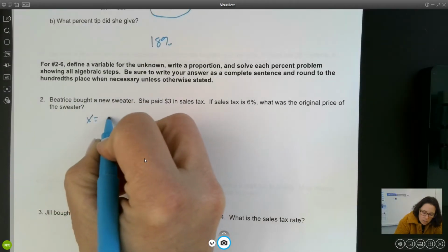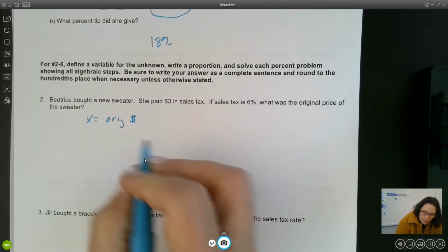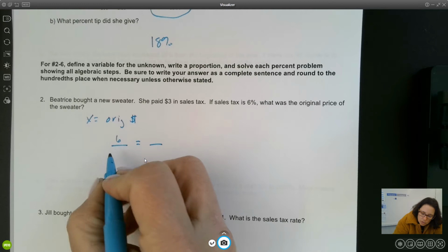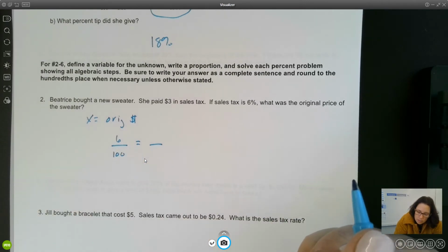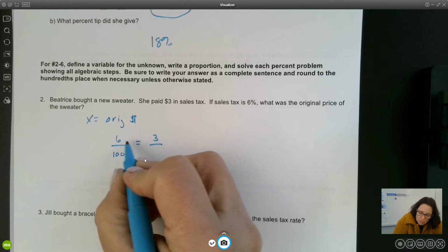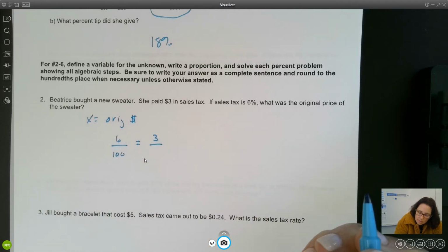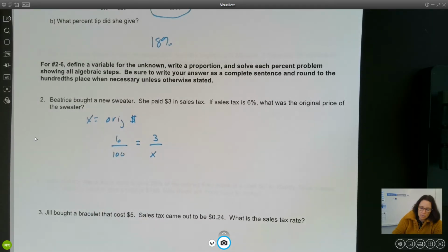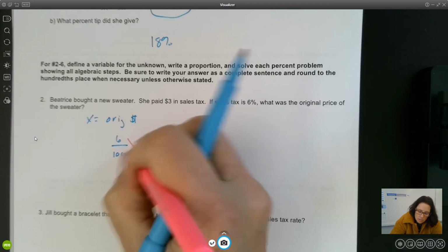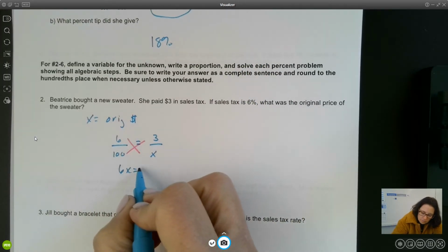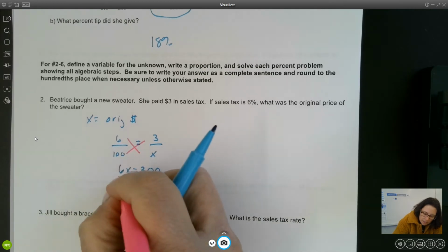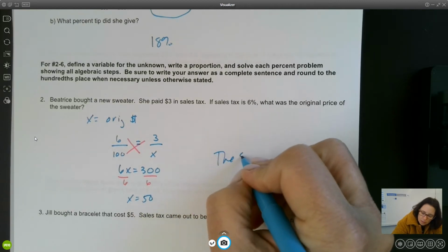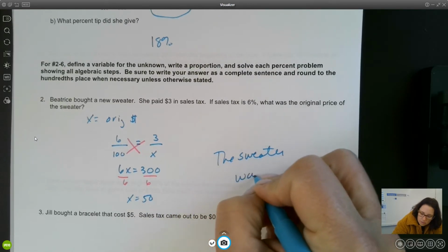Okay, so we're going to let X be the original price. Setting up a proportion. Okay, we've got the 6% with the 100. Now the $3 is the 6%. Okay, and we're looking for the original. That goes with the 100%. Okay, so 6x equals 300. Divide by 6, and you get 50. So the sweater was $50.